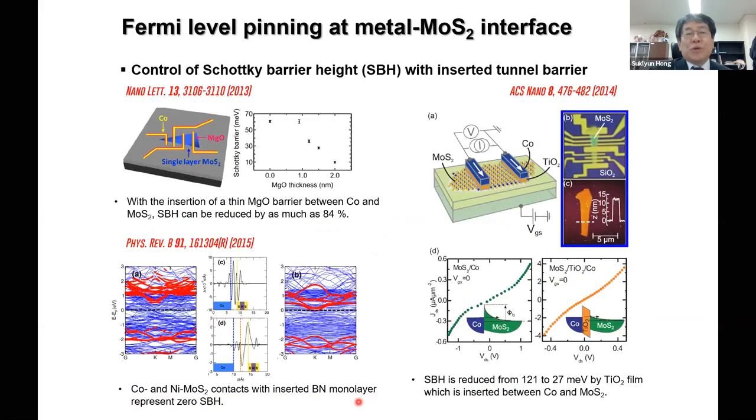And now, to reduce the Fermi level pinning for applications, many research groups try to put a tunnel barrier between two materials. And here, to control the Schottky barrier heights, one group put a magnesium oxide barrier between gold and moly disulfide, and another group put a boron nitride monolayer to give zero Schottky barrier heights, and another group put a titanium oxide film between two materials, cobalt and moly disulfide.